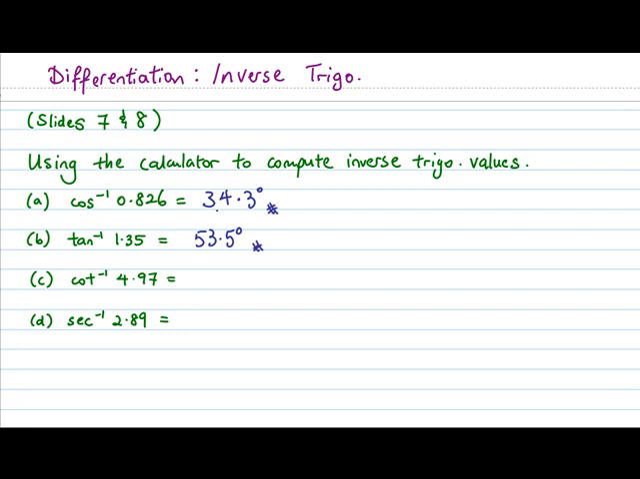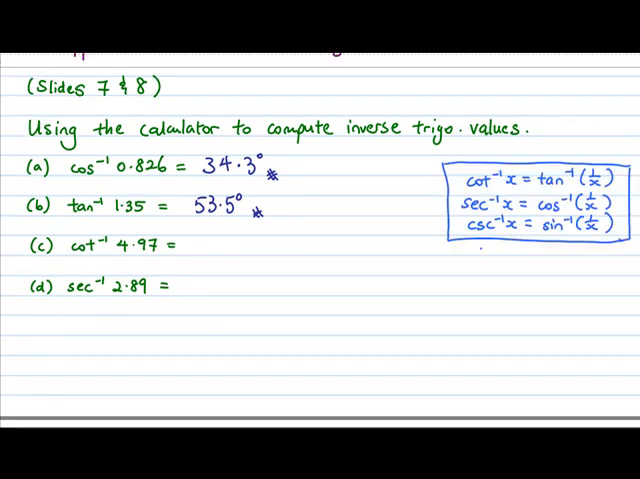Now you should get the following answers to 1 decimal place. How about cotangent inverse and secant inverse, etc., where you can't even find the button for cotangent and secant on your calculator? So for this, you will need to apply some rules. These are the rules that you will need in order to find the inverse trigo values for cotangent inverse, secant inverse, and cosecant inverse. So let's take a look.